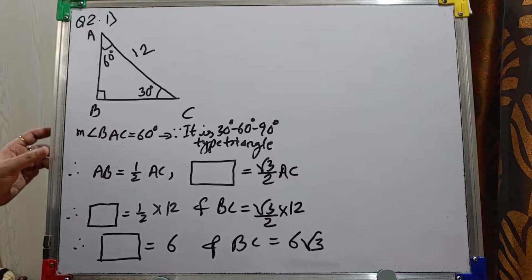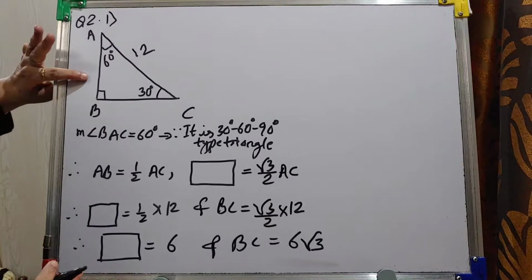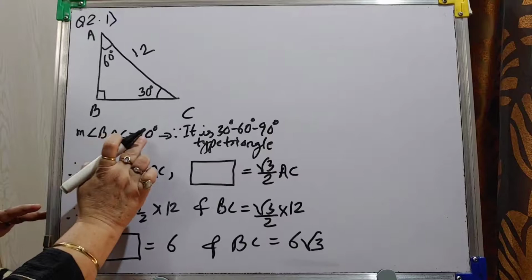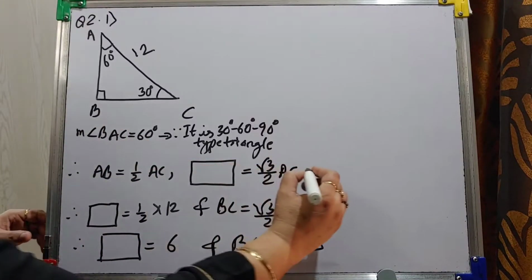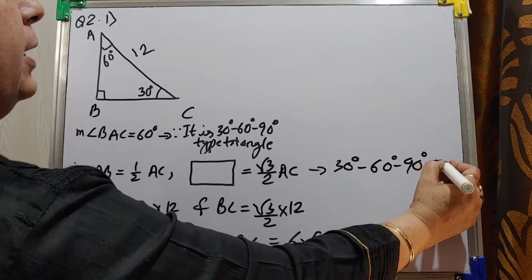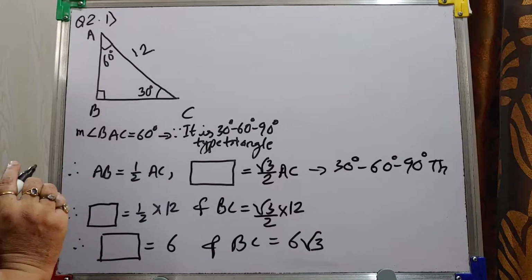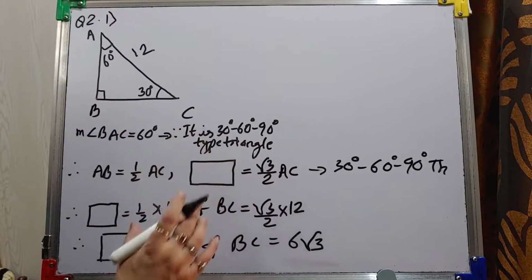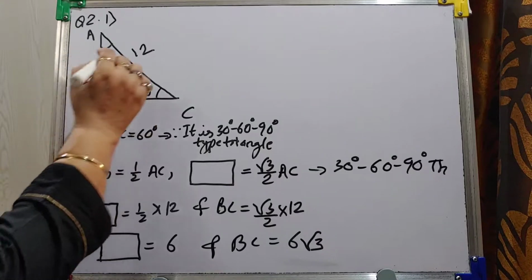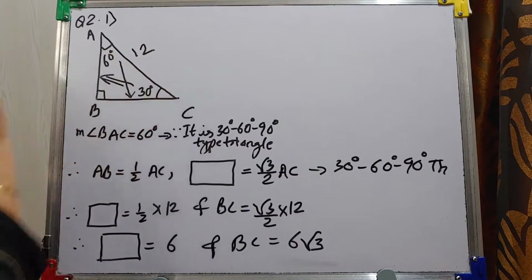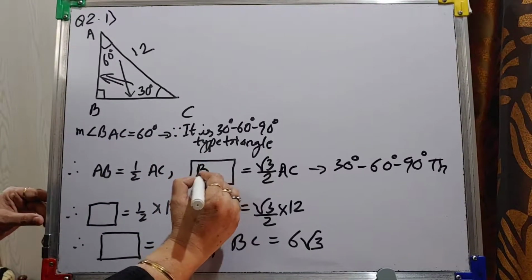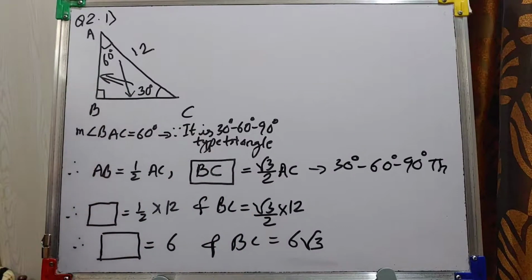Now students, activity sum question number 2 they have given. In this triangle, this is a 30, 60, 90 type triangle. BAC is 60 degree. According to the 30, 60, 90 theorem, the side opposite to 30 degree is half of hypotenuse and the side opposite to 60 degree is root 3 by 2 of hypotenuse. So opposite to 30 degree is AB and opposite to 60 degree is BC. So AB will be half of AC and your BC will be root 3 by 2 of AC.